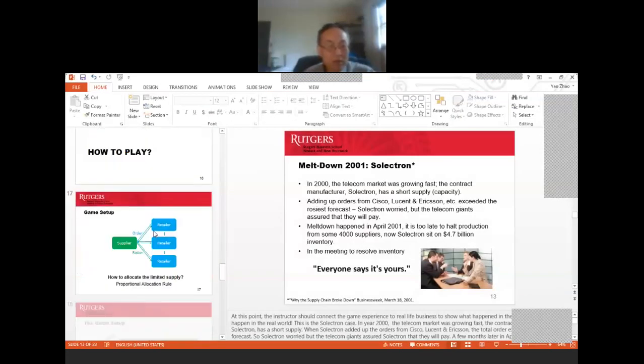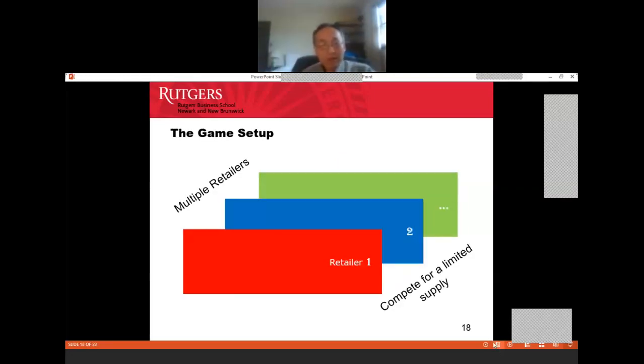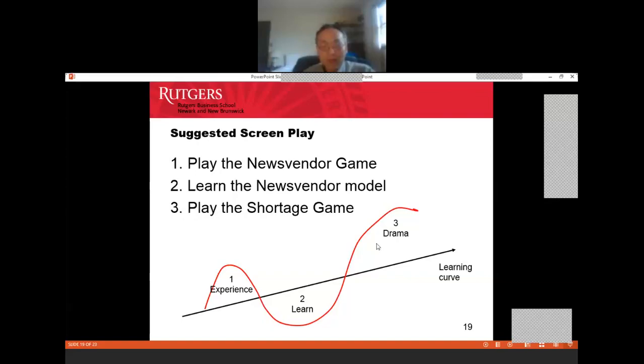Okay, now let's see, the game is set up in the following way. As I said, the instructor will play the suppliers and the students will play the retailers. The question is how to allocate limited supplies effectively. So you have multiple retailers competing for limited supply. And this is the suggested screenplay.